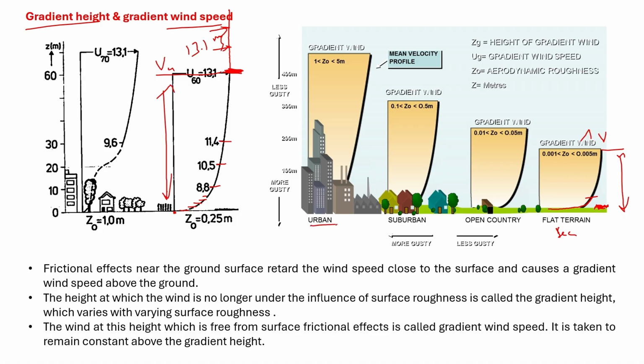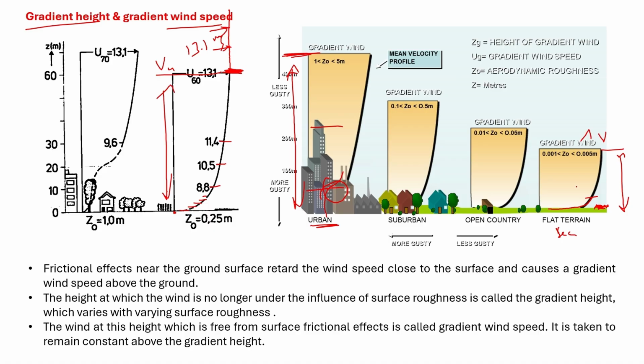But if you see this urban area, there will be a lot of low-rise and high-rise buildings, and there will be a complete displacement of the velocity profile, etc. So here it takes much more height to reach the constant velocity. Compared to flat and ocean surfaces, the urban region will have a higher gradient height because of a lot of disturbance and turbulence within that urban region.